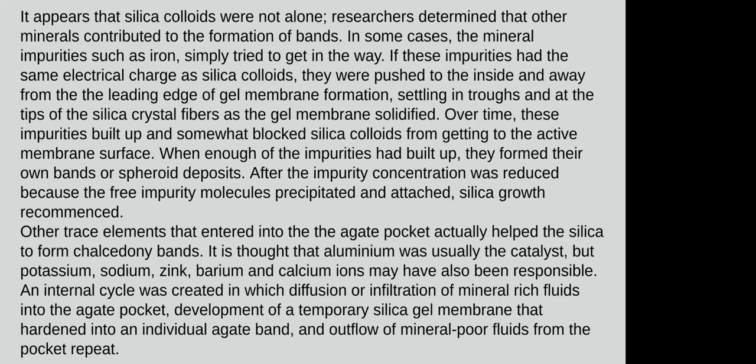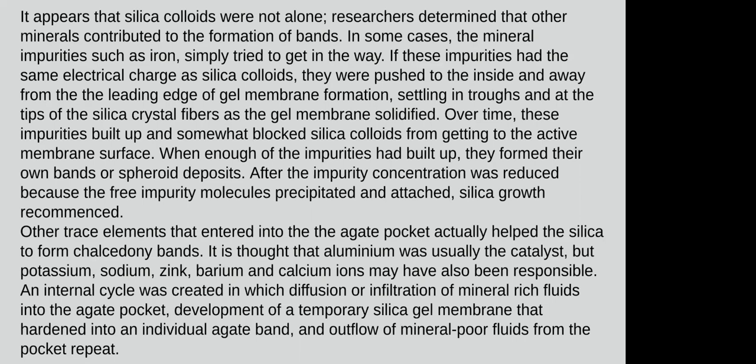Over time, these impurities built up and somewhat blocked silica colloids from getting to the active membrane surface. When enough of the impurities had built up, they formed their own bands or spheroid deposits. After the impurity concentration was reduced because the free impurity molecules precipitated and attached, silica growth recommenced.